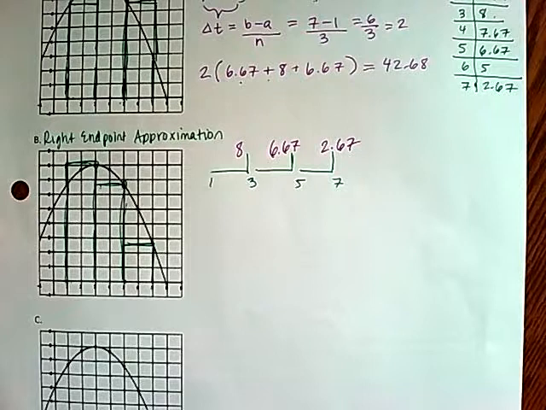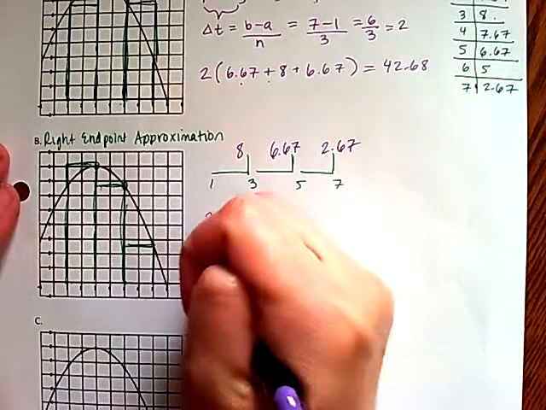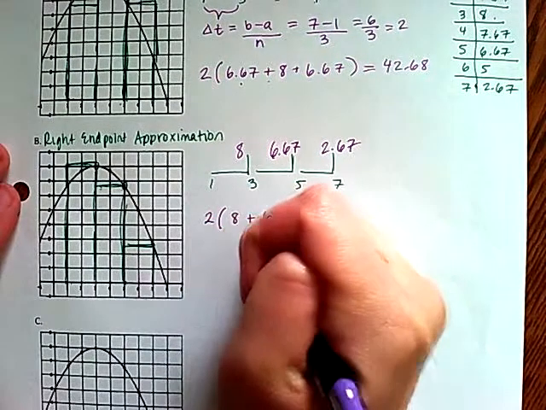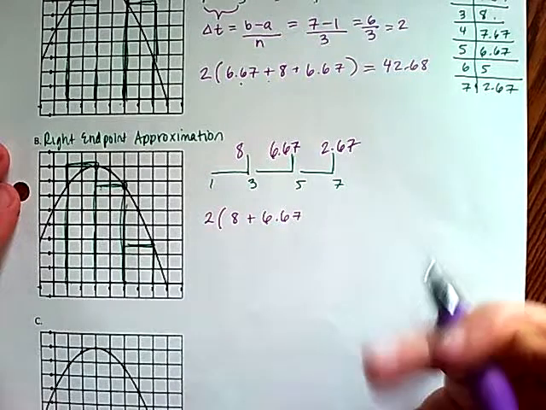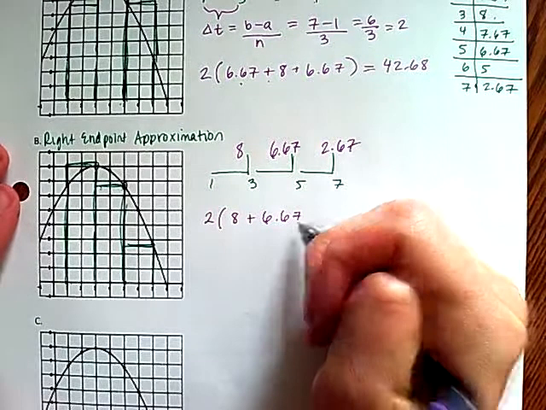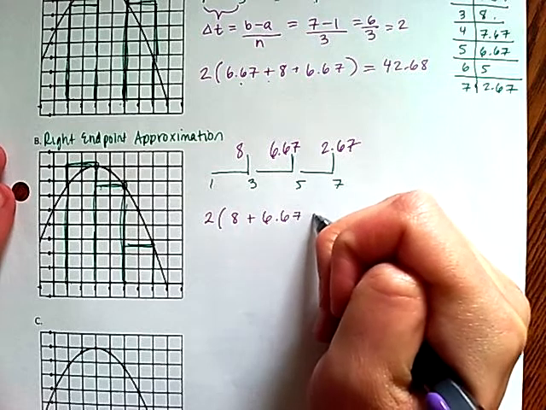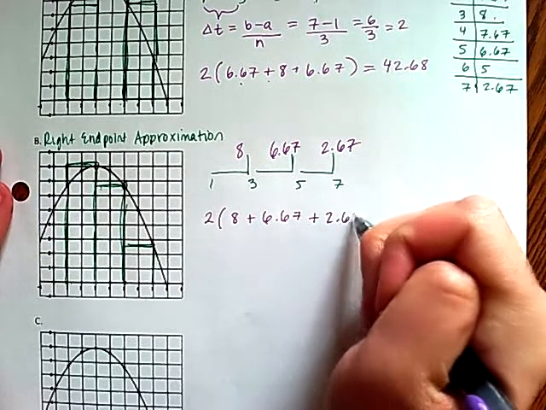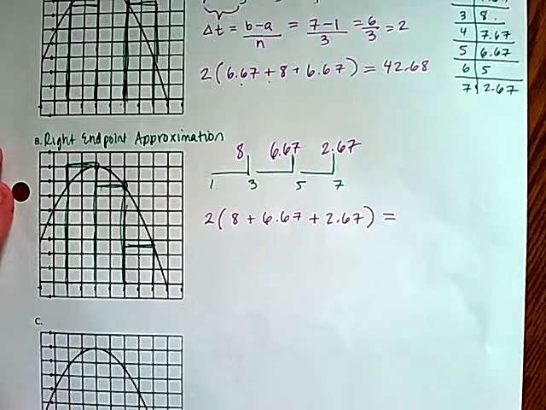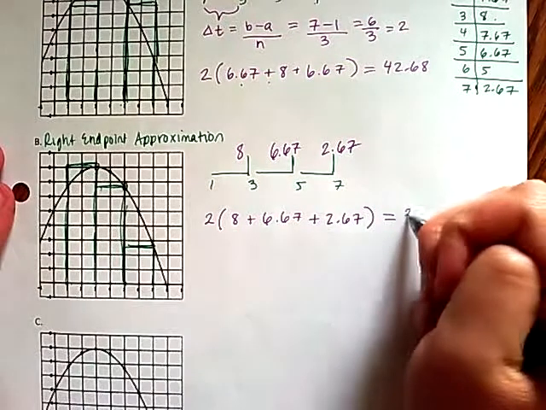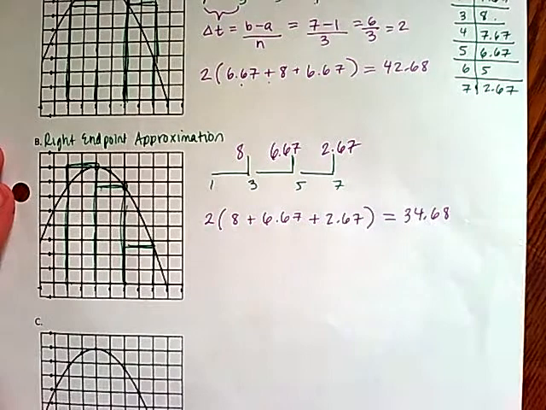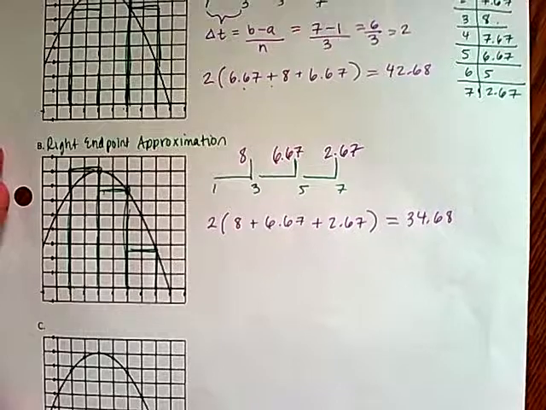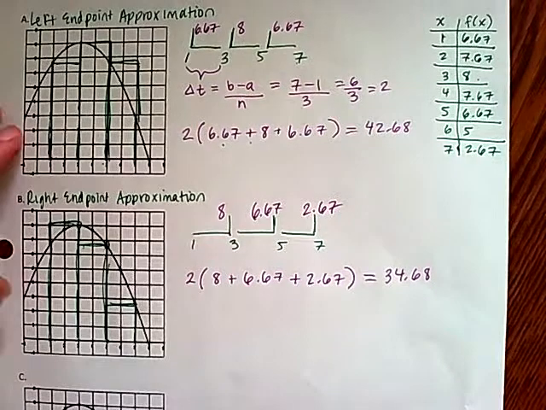And so now I know I have to do the width of my subinterval 2 times the sum. And again, this 2 out here is basically just like the distributive property, where I could just multiply by 2 at the end instead of multiplying each of them by 2. And if you type this into your calculator, it ends up being 34.68.